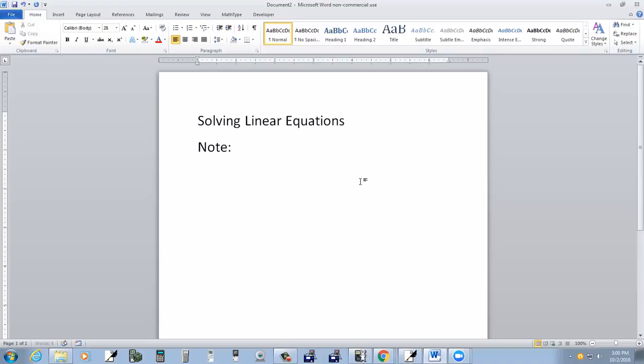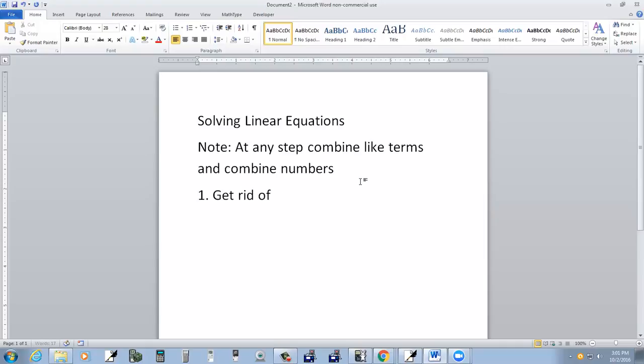We got a note that says at any step, combine like terms and combine numbers. Step 1, get rid of parentheses. And we'll do this via the distributive property.